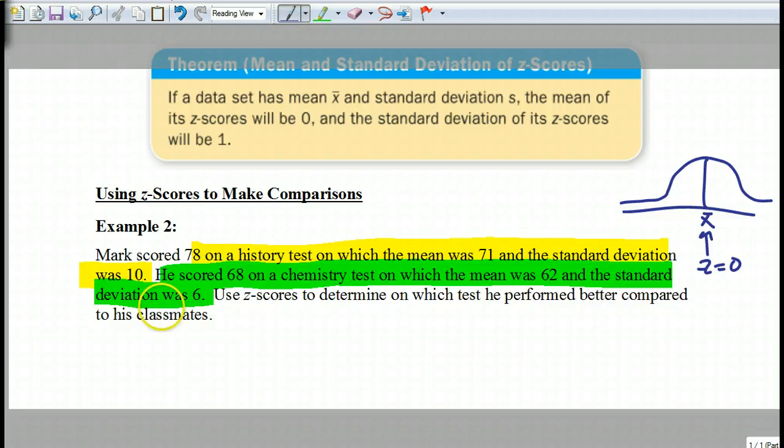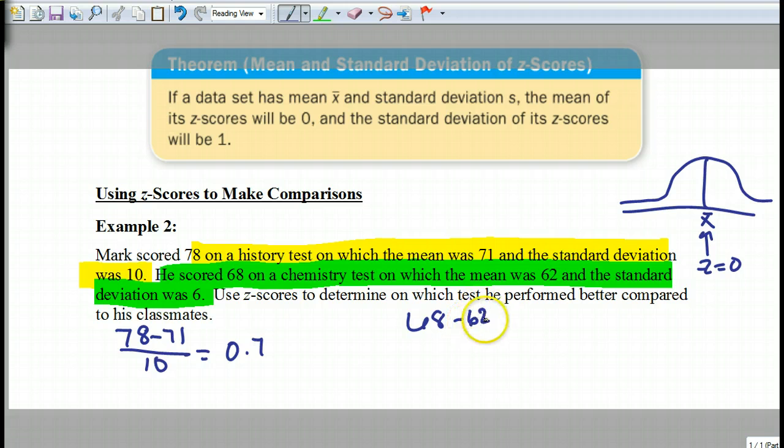So we need to find the z-score on the first test. You want the highest positive one possible. So this would be 78 minus 71 over 10, which is 0.7. That was his history test. Do the same thing for the chemistry test now. It'll be 68 minus 62 over 6. That would be 6 over 6, or 1.